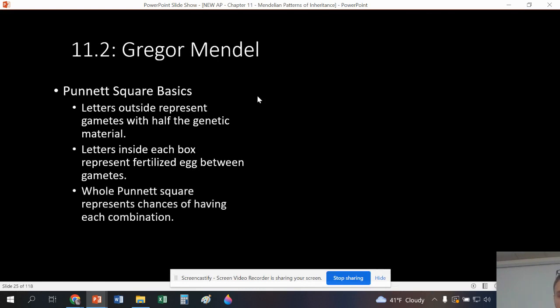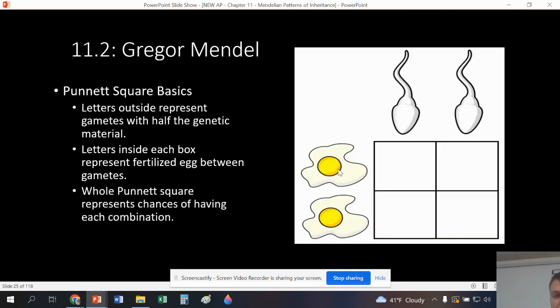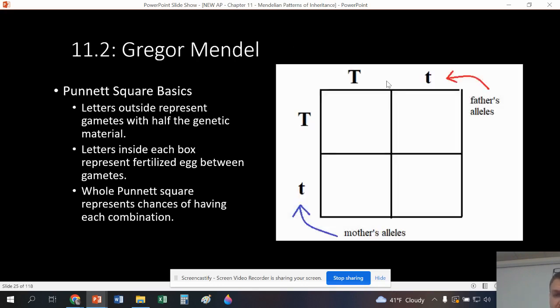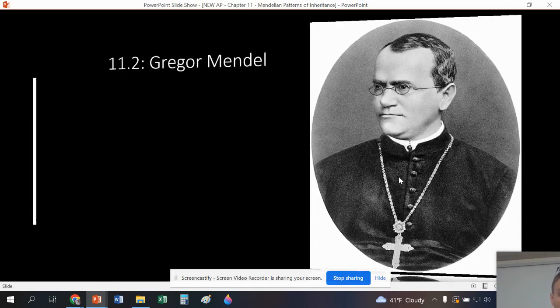So basically what we're showing you here is these Punnett squares are like the sperm and the eggs, and the Punnett square itself is the chance of having an offspring. You can see these alleles are like the father's alleles, and these alleles are like the mother's alleles. You can see the boxes here are the possible offspring.